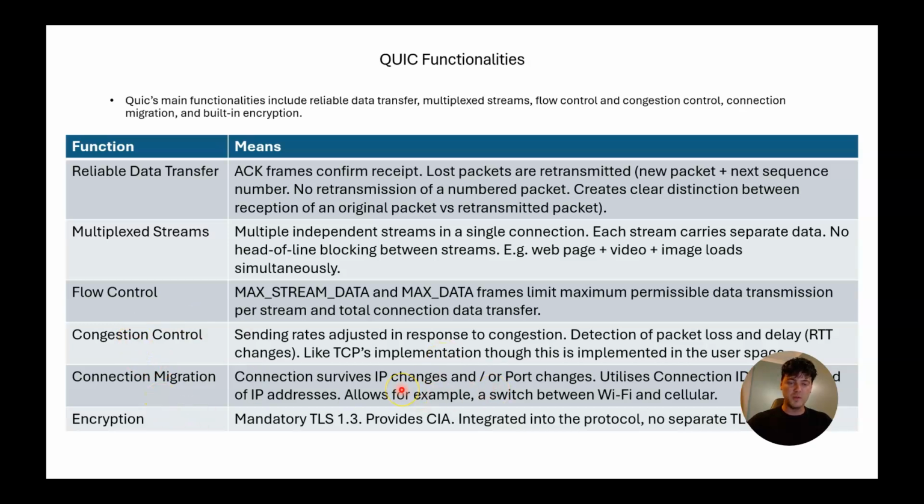For connection migration, and this is what we spoke about earlier with the idea of changing from wireless to cellular, we can survive IP changes and port IDs because now we're using a connection ID. And a connection ID is established during the initial client hello and server hello.